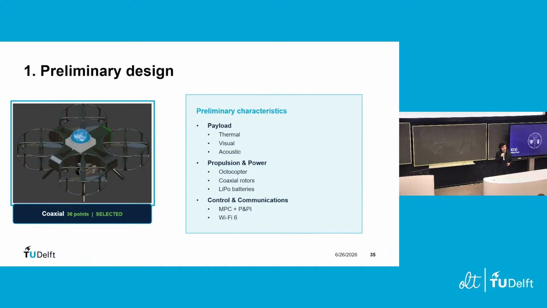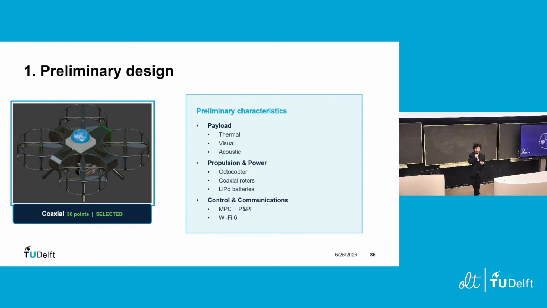In addition to this, we also selected a payload, which is mainly composed of 3 sensors: a thermal sensor, a visual sensor, and an acoustic sensor. Moreover, for reliability purposes, we decided to go with octocopter, meaning 8 rotors, 8 motors, and 8 power units. And lastly, we also selected a communications, a control system.